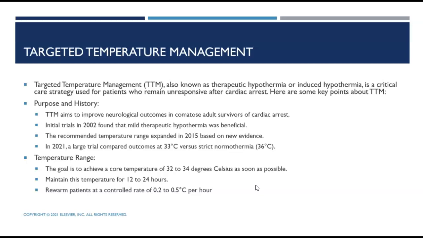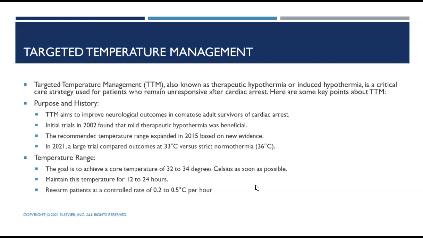So targeted temperature management. This is also known as therapeutic hypothermia or induced hypothermia. It is a strategy that we use after cardiac arrest or for stroke patients or anybody that we think has not been perfusing their brain for a period of time. And the aim of it is to improve brain function, neurological outcomes. Okay, so there's been a lot of studies about this.